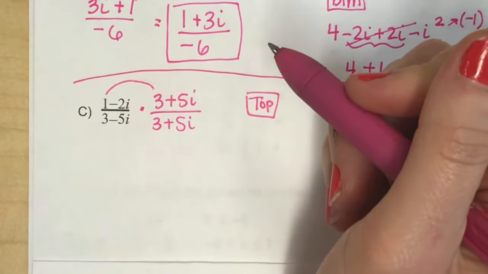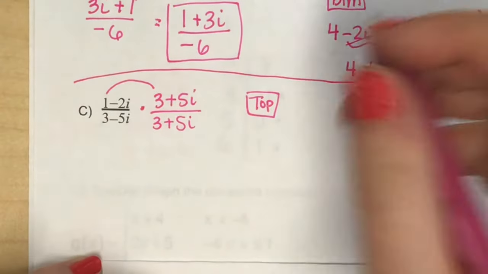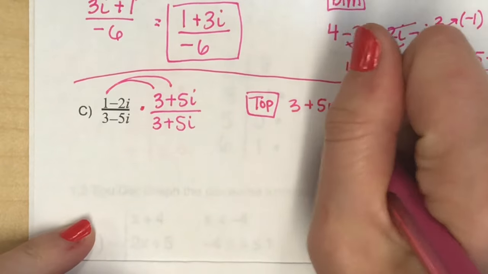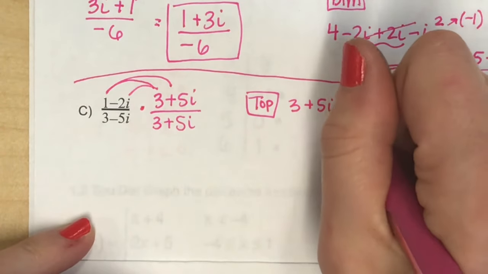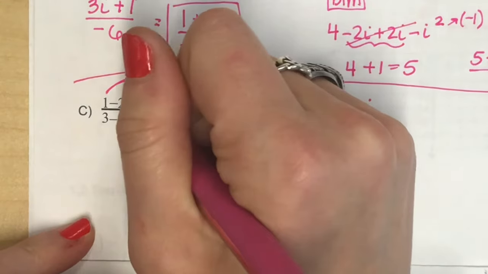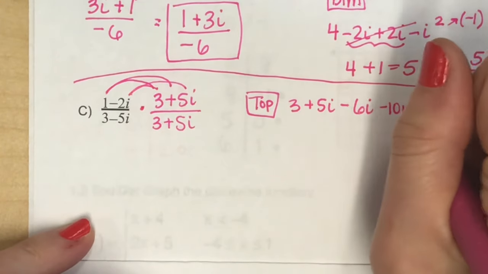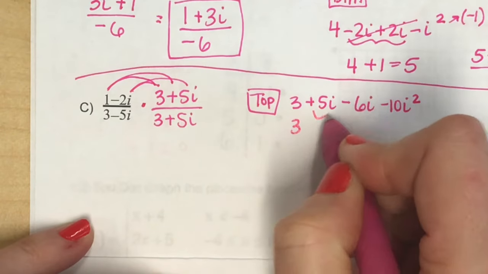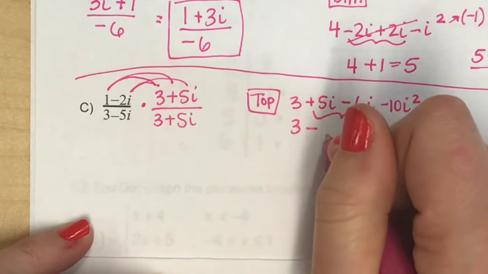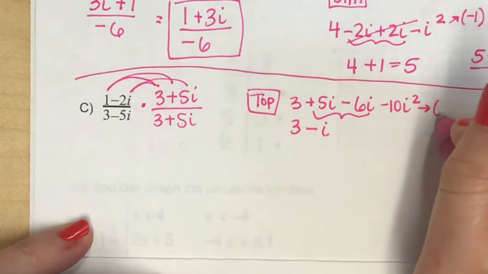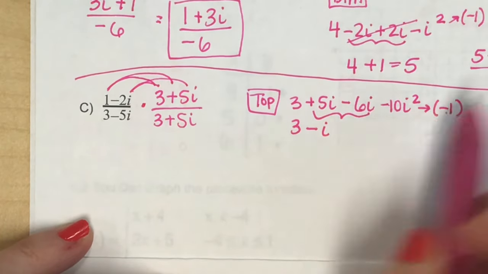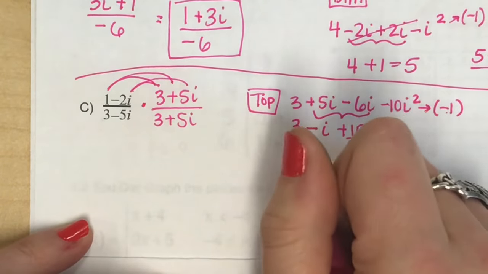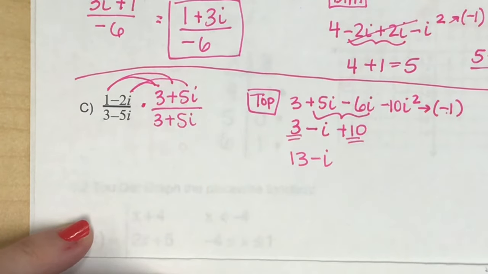So first is a 3. Outside is a 5i. Inside is a negative 6i. And last is a negative 10i squared. Okay, so let's combine some like things. These two can be combined. That's a negative i. i squared is a negative 1. Negative 10 times negative 1 is a positive 10. Combine my numbers, my constants. 13 minus i is the top.